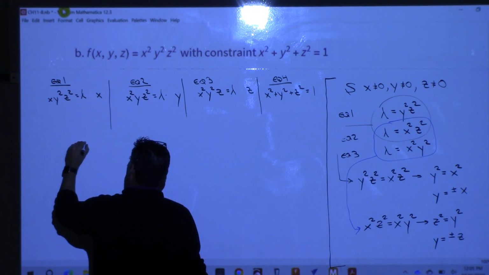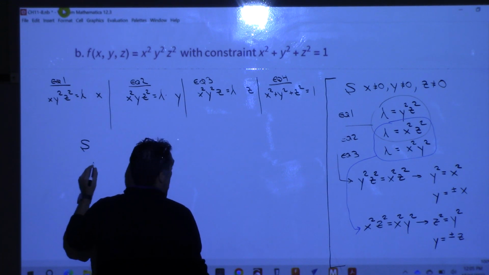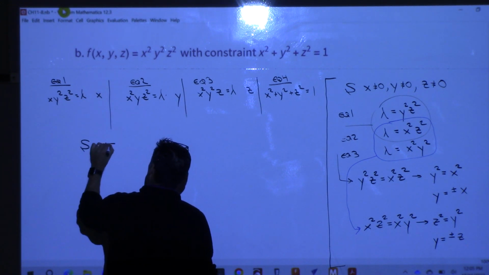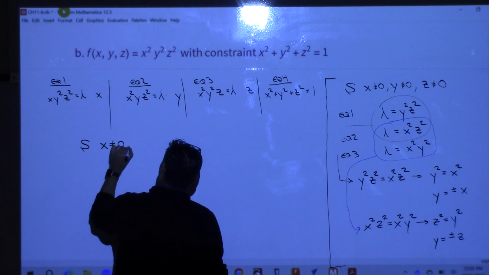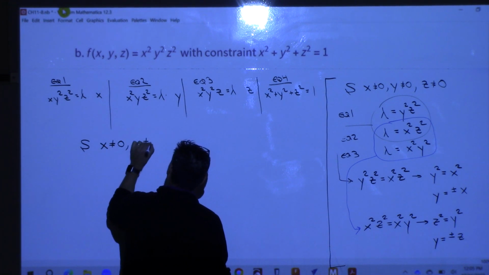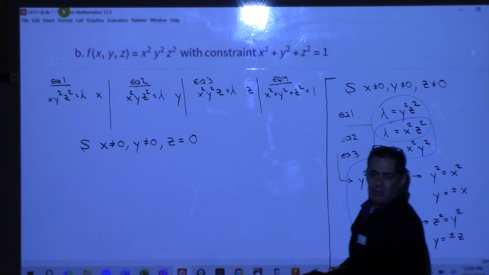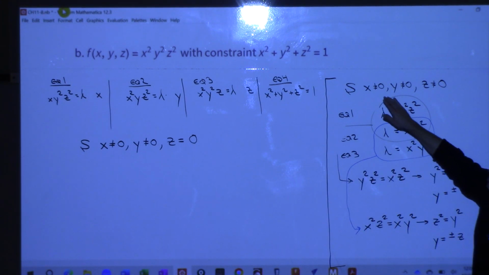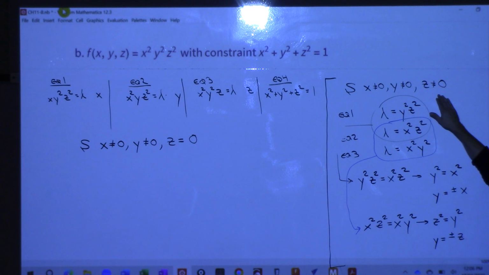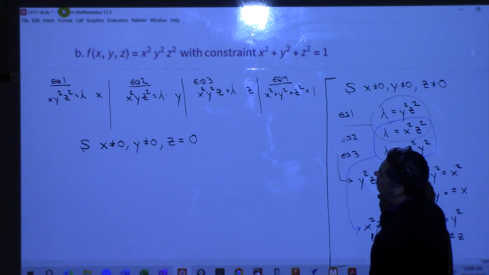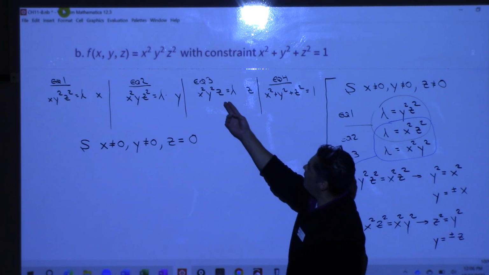Why don't we do this? Let's suppose that x is not 0, y is not 0, and z is 0, right? Let's assume that. We're assuming these two are still the same, but that one's no longer not 0. Let's see if we get any problems. Do we? Equation 3. Yeah. Equation 3 is a problem? No, that would be 0 equals 0.